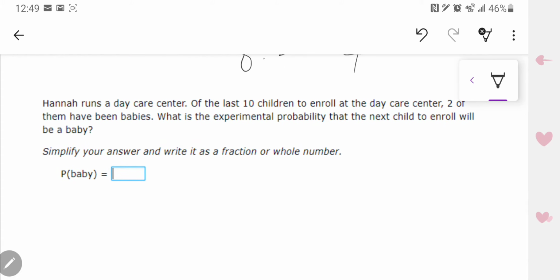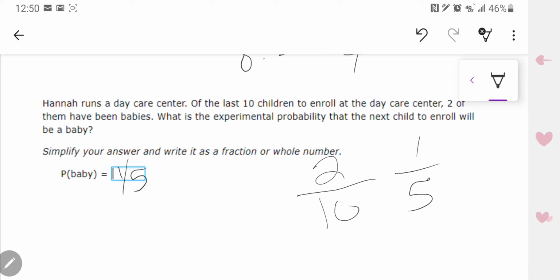Hannah runs a daycare. Of the last 10 children to enroll at the daycare center, 2 of them have been babies. What's the experimental probability that the next child will be a baby? Well, if 2 of them were babies out of 10, that's 1/5.